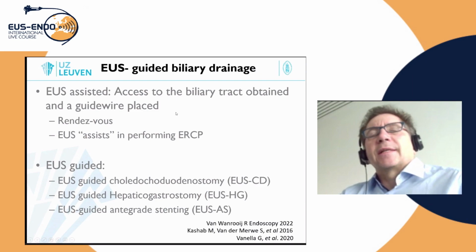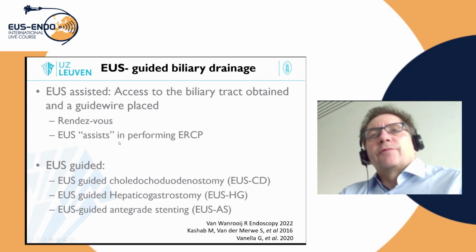The first principle is that EUS may be used as an assisted tool. In this case, EUS will provide access to the biliary tract, for instance using a guide wire in the form of a rendezvous procedure. In this setting, EUS really assists us in performing an ERCP. After the wire has been placed, the physician will switch to the duodenoscope, and alongside the wire or extracting the wire externally, an ERCP can be performed. That would be called the EUS-assisted technique.